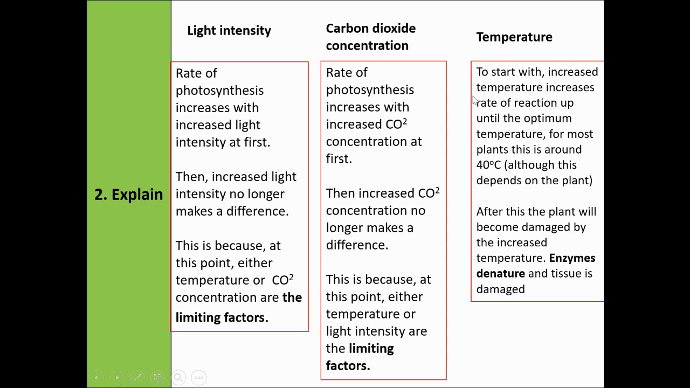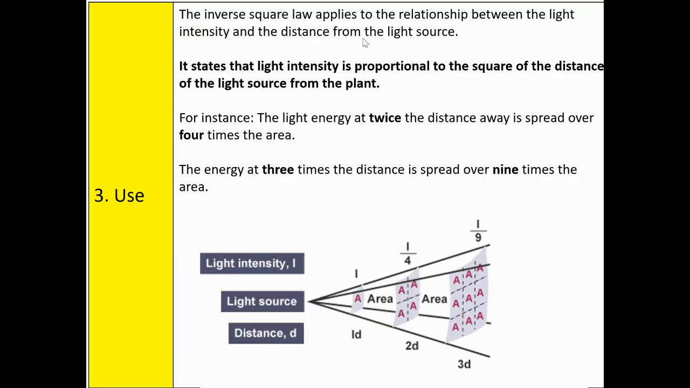And with temperature, a little bit different. To start with, increased temperature increases rate of reaction all the way up to the optimum. For most plants, this is around 40. After this, the plant will become damaged by the increased temperature, the enzymes denature and the tissue is damaged, and so you get a decrease. Those are your explanations. It might help if you just put them right next to the pictures that you've got. It's up to you.